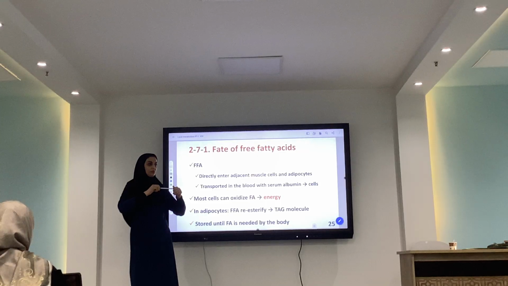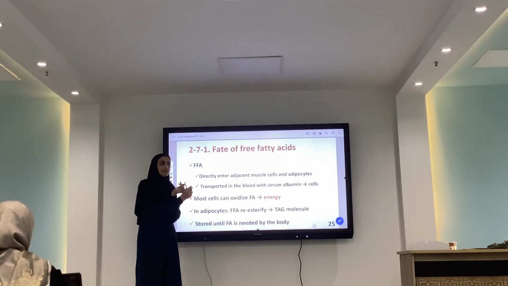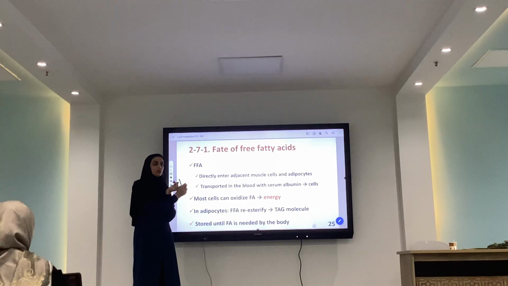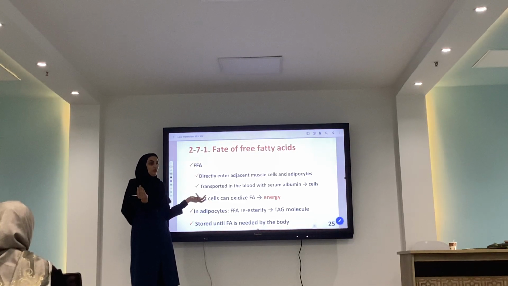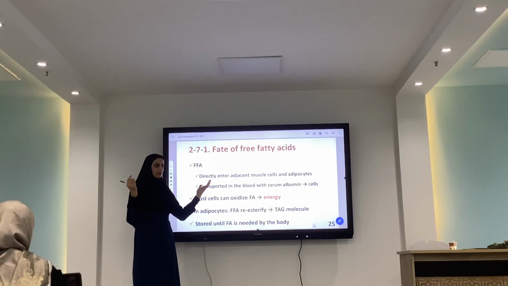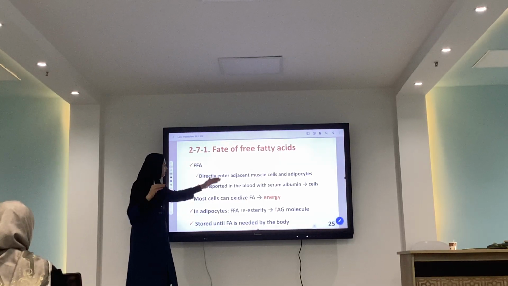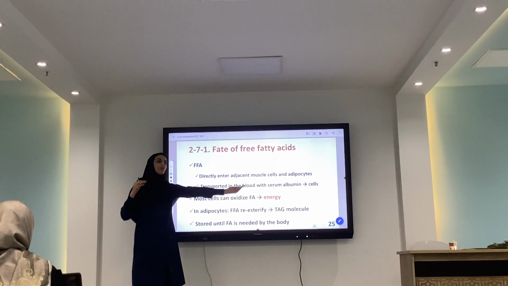Fatty acid is in combination in TG, triglyceride, glycerol, or in combination with cholesterol, or in combination in phospholipids. So our body can't store all of the fatty acid. It doesn't need to put it in free fatty acid form. It will enter the structure of different lipids. Just for producing energy, it should dissociate and start breaking down.